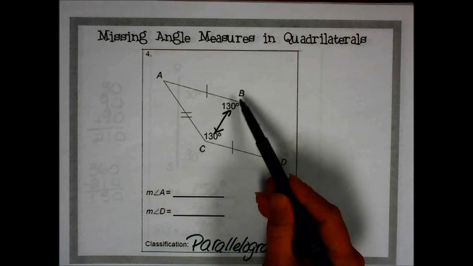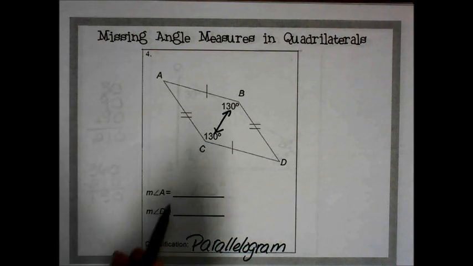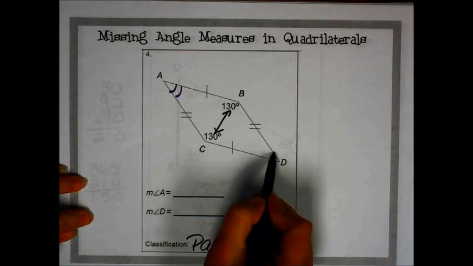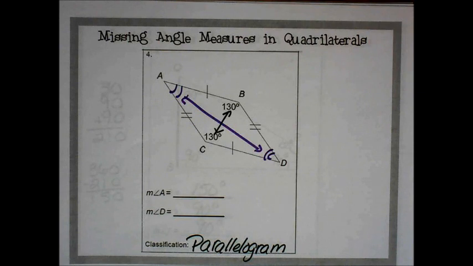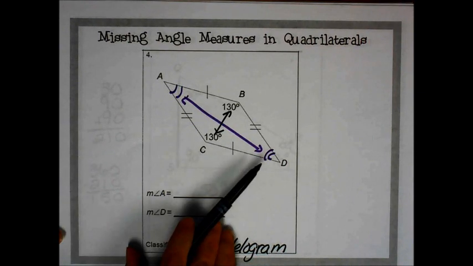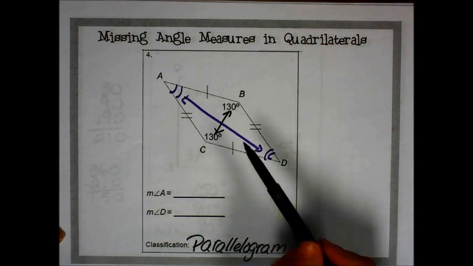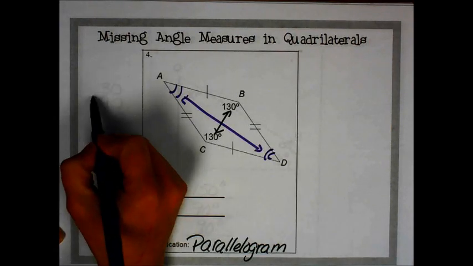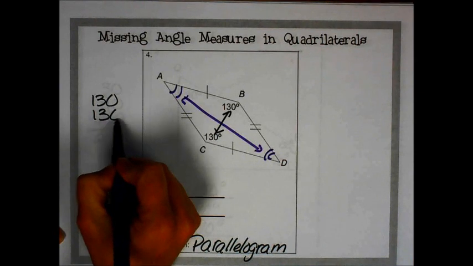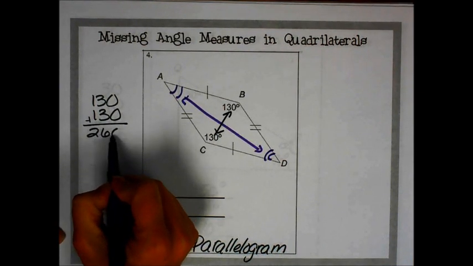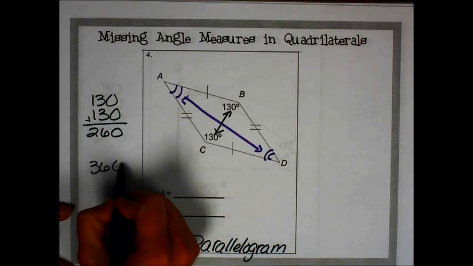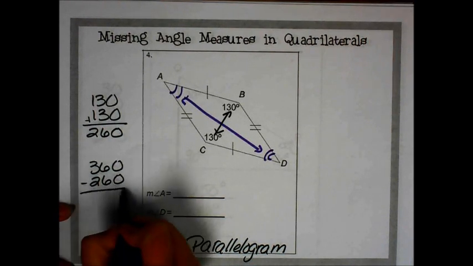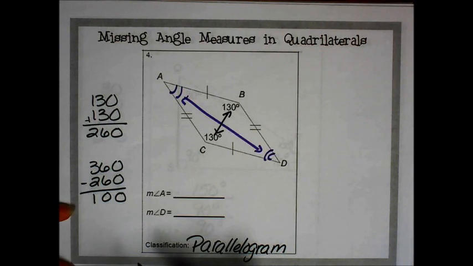So if angle C is equal to angle B, since it's a parallelogram, that means angle A is equal to angle D. So in order to find what A and D equal together, I'm going to add B and C together. So 130 plus 130, which gives me 260. I'm still going to have to subtract that from 360. So 360 minus 260 is 100.